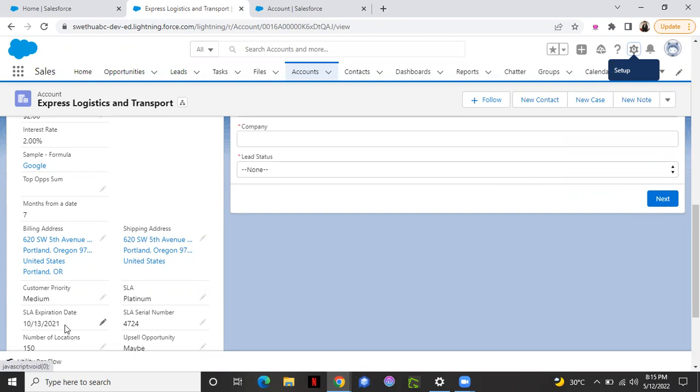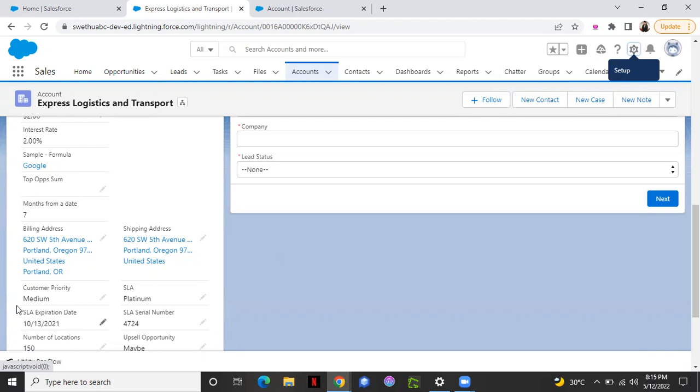October 13th, 2021. So I need to calculate number of months from this date till now. So how many days it's been since my SLA got expired? If that's the question, I need an answer using a formula field. We can build that. I have created a field called months from a date just for our example.